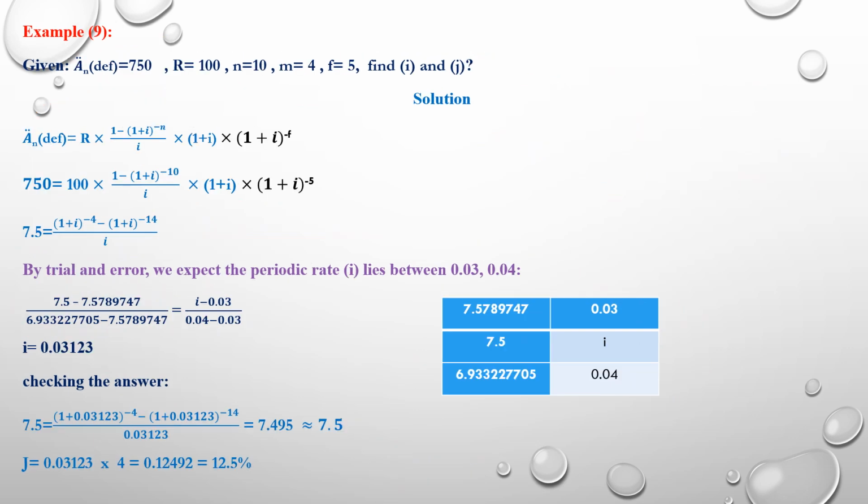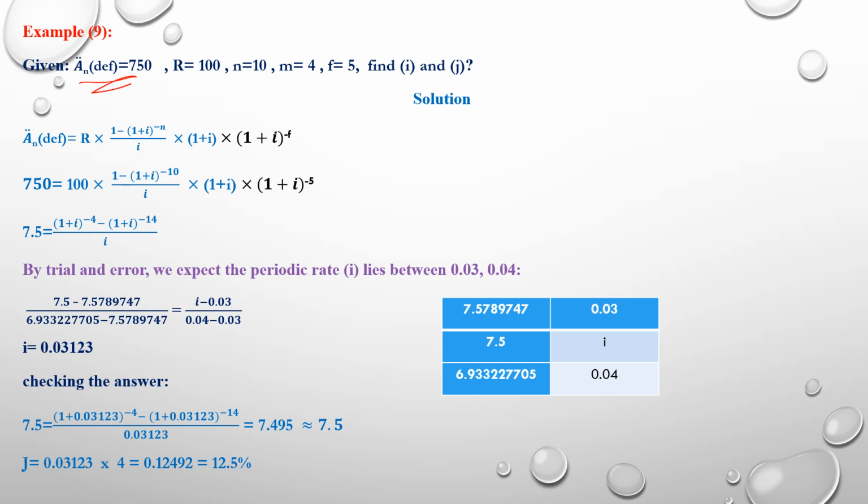Again, another example. Given the present value of a deferred annuity due. So in this example, he is giving you the present value, but for a deferred annuity due, and this equals 750. R equals 100, and n equals 10, m equals 4, f equals 5, and he's asking about i and j. Let's first find i and then find j.